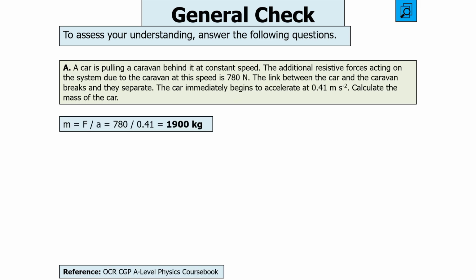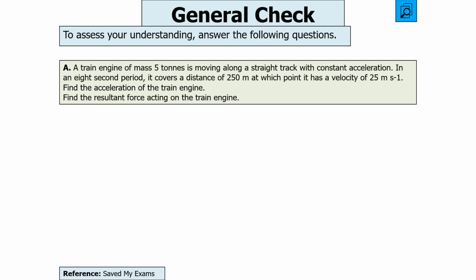The next question says a train engine of mass 5 tons is moving along a straight track with a constant acceleration. In an 8-second period, it covers a distance of 250 meters, at which point it has a velocity of 25 meters per second. Find the acceleration of the train engine and find the resultant force on the train engine. So pause the video now, then unpause the video when you want to go through your answer.